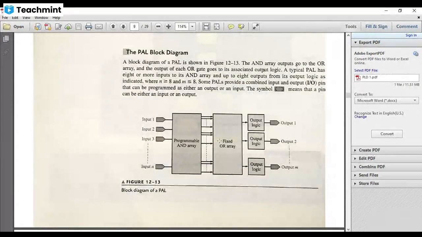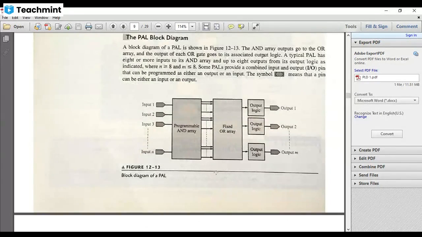This is a clear-cut block diagram of a programmable AND array, fixed OR array with the output logic. There are n number of inputs and m number of outputs, okay. It depends upon how many inputs and how many outputs there are. And this depends upon the programmable AND array, then the fixed OR array, and you have the output logic, okay.